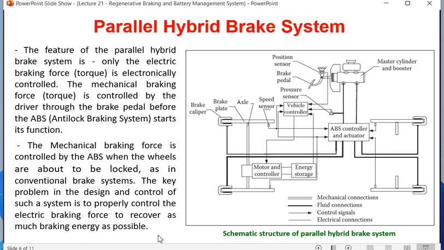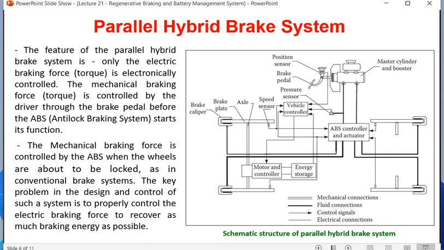So mainly whenever you are explaining this diagram, you have to mainly explain the mechanical part of it. Every part of the mechanical system, like this vehicle controller, what is that, ABS controller, motor controller. So this motor controller is actually controlling the brake force, energy source, brake caliper, brake pedal, axle, so front axle, rear axle, both are there. Okay, this cylinder, this brake pedal, all this thing you have to explain in detail actually in this parallel hybrid brake system.